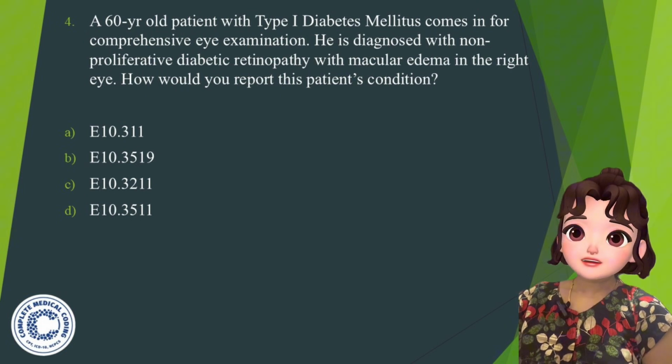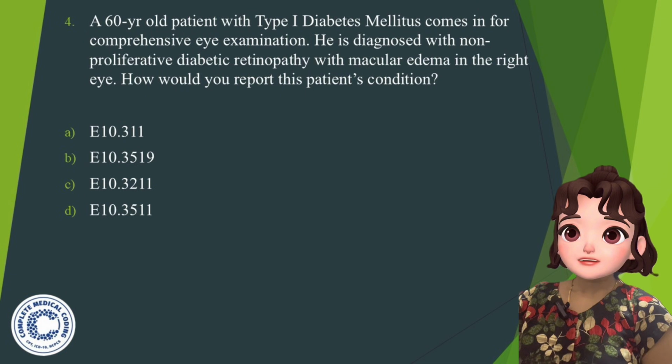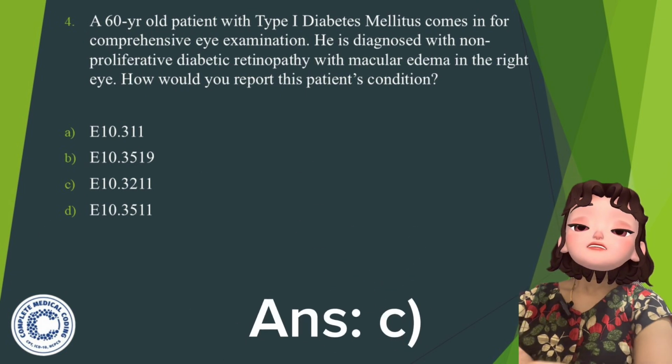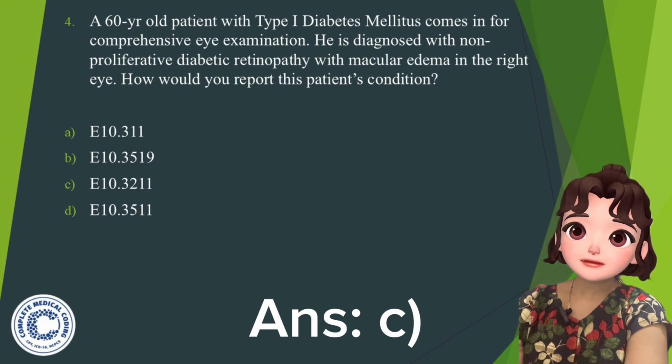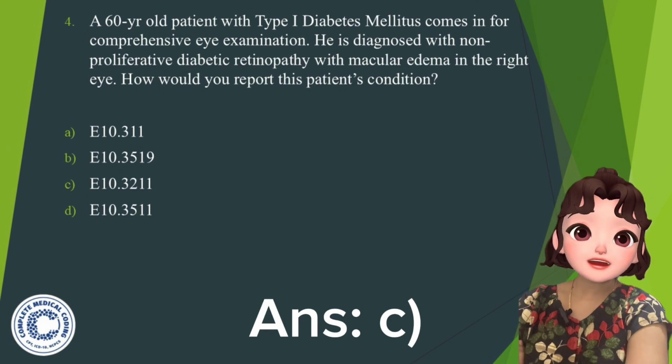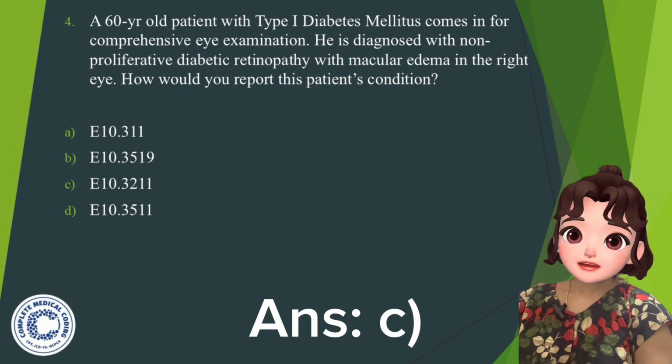So you already got the answer as option C, E10.3211, which is type 1 diabetes with mild non-proliferative diabetic retinopathy with macular edema of right eye. Okay, that is the answer here.